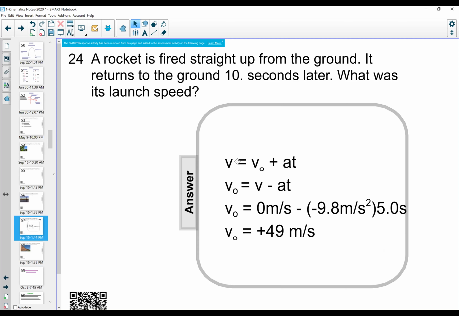They have just said, well, their final is the peak. And so they're solving for the initial, which should be positive 49 meters per second. Questions on that one? A little trickier.